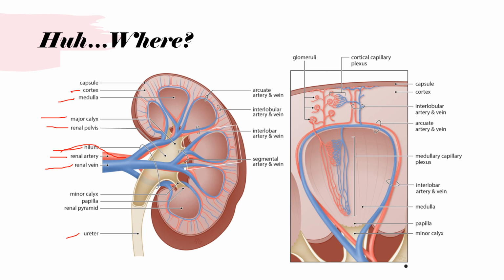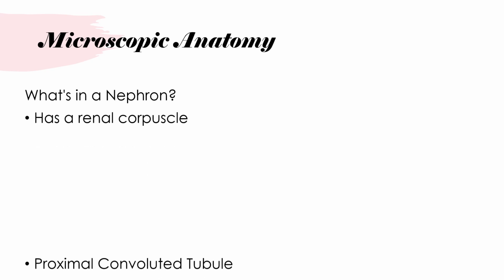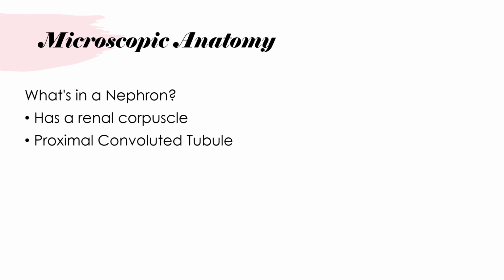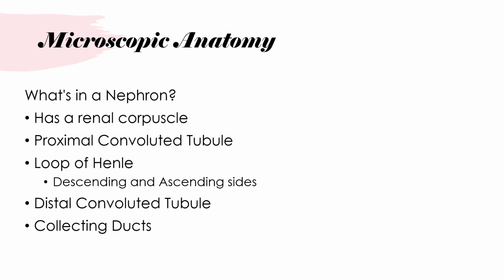Let's see. All right, we're going to stop there because then we're going to move on to what's inside those pyramids, what's inside the cortex, medulla, and the glomerulus. Okay, so what's in a nephron? Well, it has a renal corpuscle. It has a proximal convoluted tubule, or you may see this abbreviated as PCT. It then has a loop of Henle. It's going to have a descending or downward loop of Henle and an ascending going upward side. And then it also has a distal convoluted tubule and then collecting ducts.